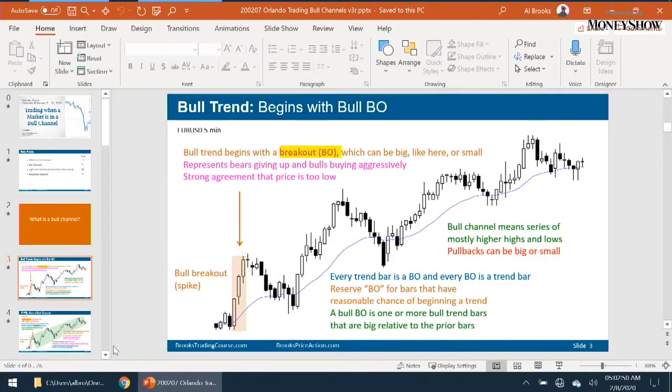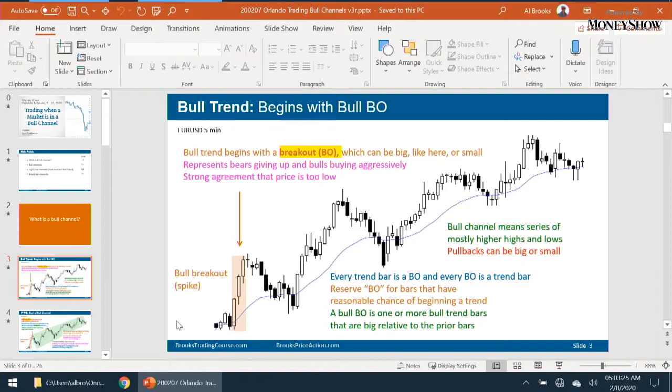So this is a pretty typical bull channel. We have a series of higher highs and higher lows, and the chart begins in the lower left and it works to the upper right. And I think of every bull trend as beginning with some kind of a breakout. Here we have a breakout that is 3 bars tall. Sometimes the breakout can be 1 bar, sometimes it could be several bars, sometimes the bars can be small, sometimes they can be big. But in my mind, I think every trend begins with some kind of a breakout.